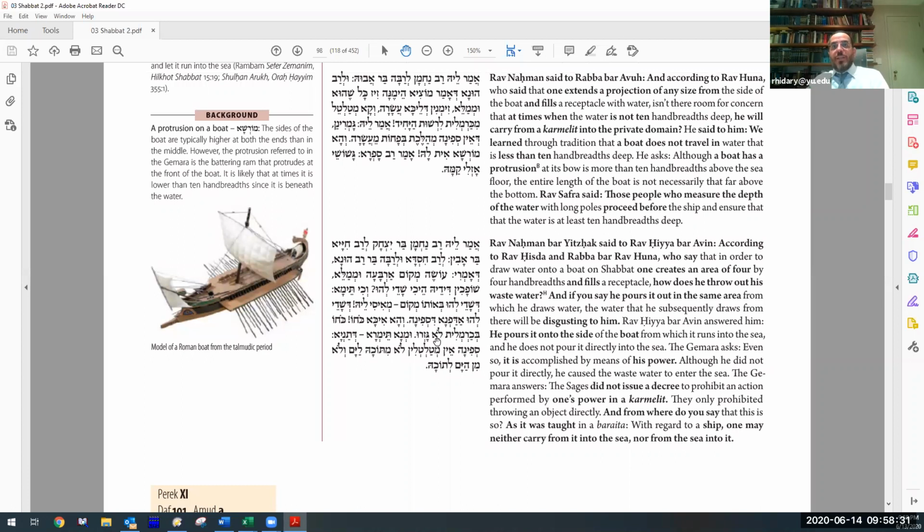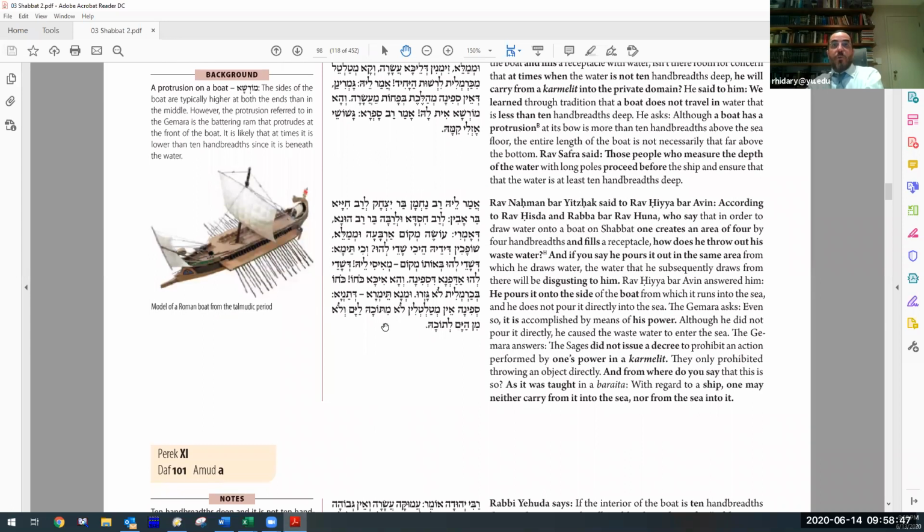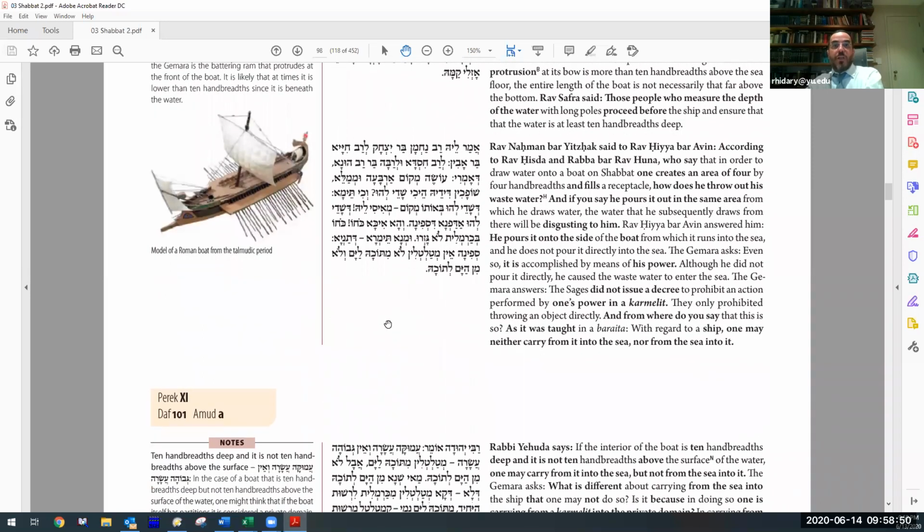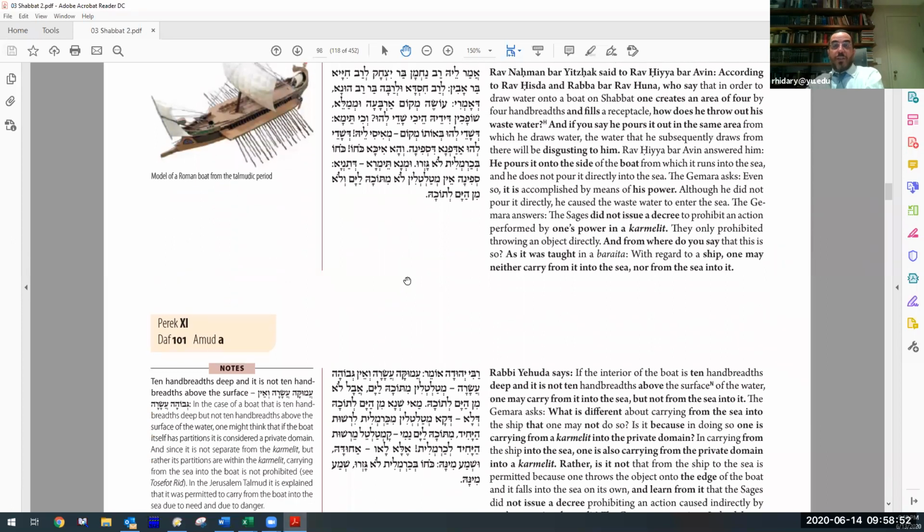You don't have to make this. The whole thing is Rabbanan anyway, so we don't make a gezerah. Only a gezerah if you put it directly, but if you're putting it on something and then it goes by itself, we don't have to worry about it. There's no gezerah. How do I know that? Braita says you can't place from the boat to the water, or from the water to the boat. That means placing it directly, but if it goes by itself, it's okay.